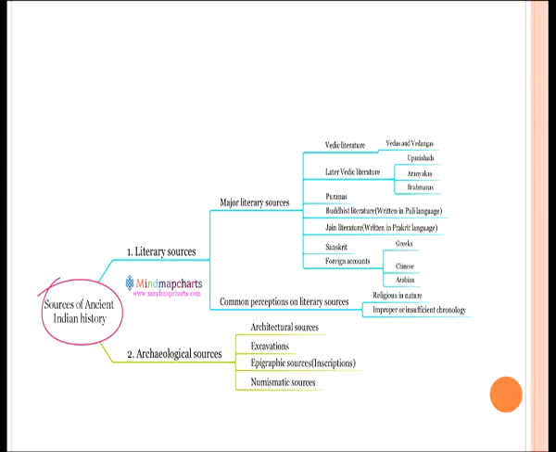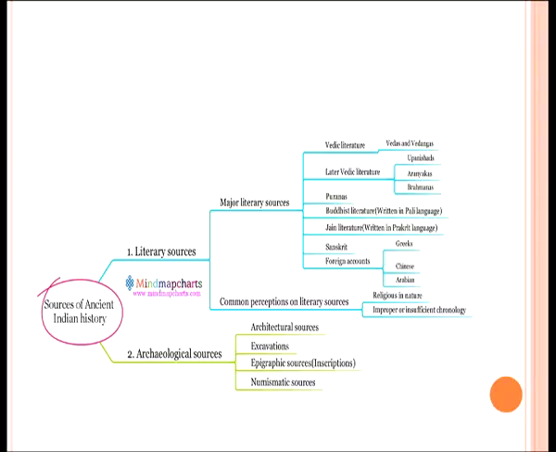Major literary sources are Vedic literature, later Vedic literature, Puranas, Buddhist literature which is written in Pali language, Jain literature written in Prakrit language, Sanskrit and foreign accounts. Here in Vedic literature we have Vedas and Vedangas. In later Vedic literature we have Upanishads, Aranyakas and Brahmanas. And in foreign accounts we have accounts of Greeks, Chinese and Arabian accounts.